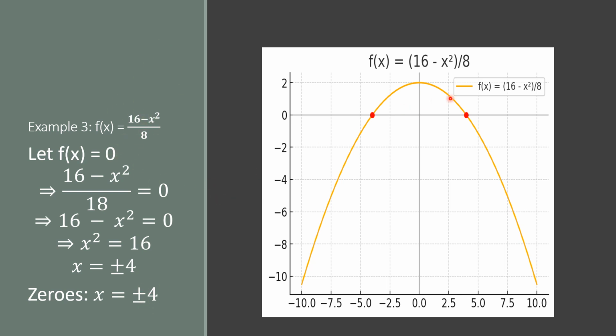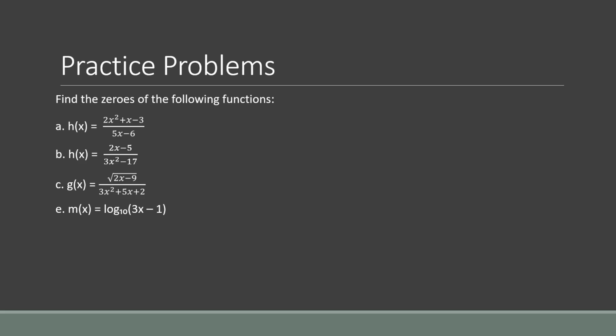So let's transfer this to the graph here. We've plotted the graph of f of x equal to 16 minus x squared divided by 8. So when you look at the graph, look at this particular line, look at where the red pen is. At this point, y is 0, this point, y is 0. So what is the value of x here? x is negative 4. What is the value of x here? x is positive 4. So that is about the zeros of this particular function.